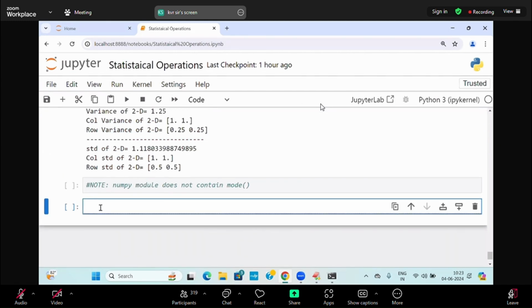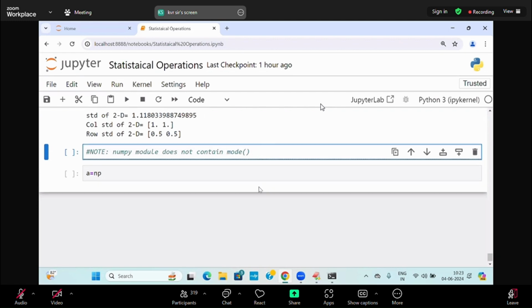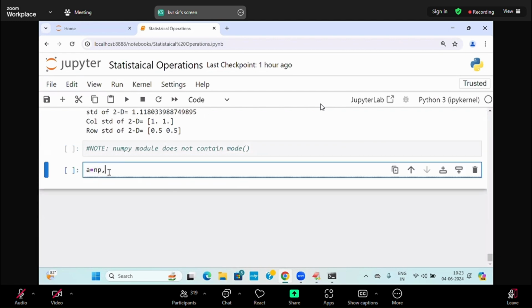Take an example of it. I will take one example. So here A is equal to... first of all, what will mode give you? The frequently occurring element, the number of occurrences. Whichever element has the highest occurrences, that will be given.